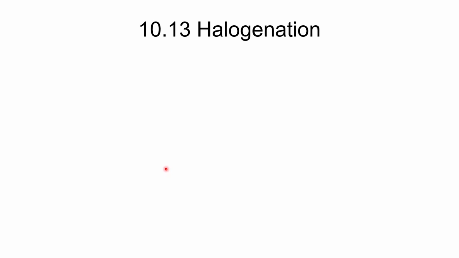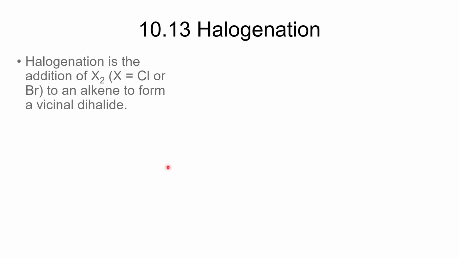All right, so now we want to look at halogenation. And halogenation is where we add two halogen atoms of the same variety across a carbon-carbon double bond to give a vicinal dihalide. And just as a reminder, a vicinal dihalide is where we've got two halogens on adjacent carbons.